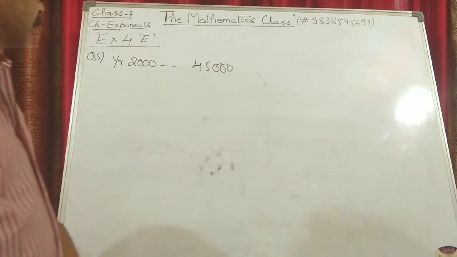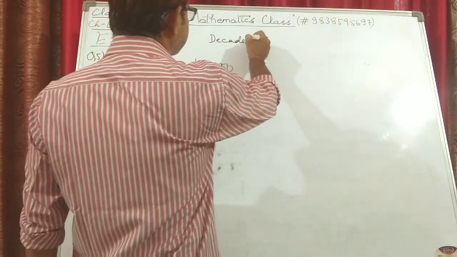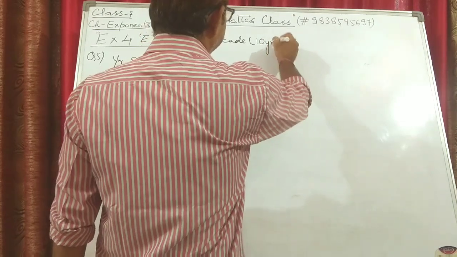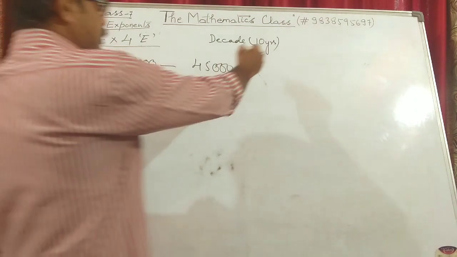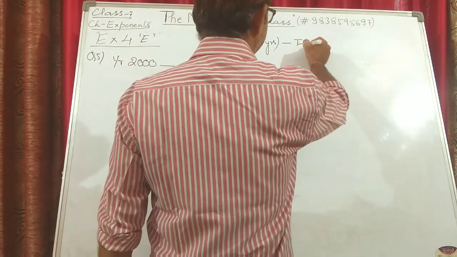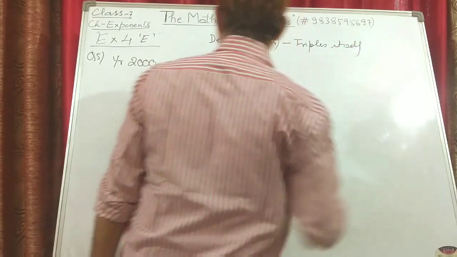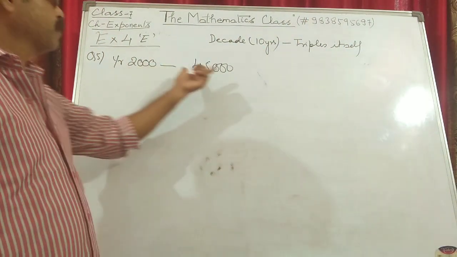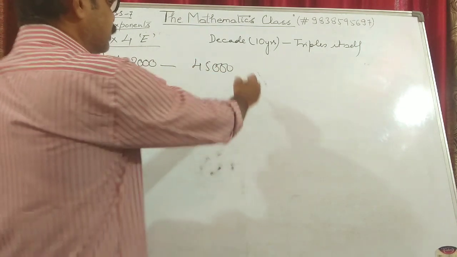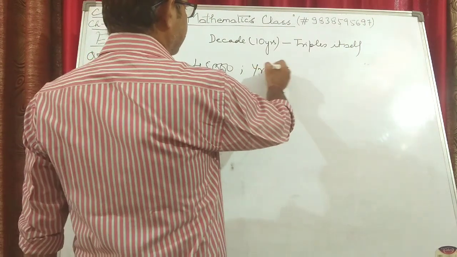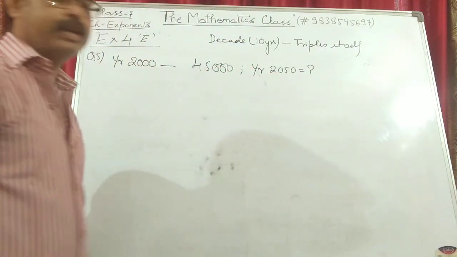Question number 6 says that in every decade, means 10 years, in every 10 years, the population of a town triples itself. And they say in year 2000, the population was 45,000. You have to find the population in the year 2050.